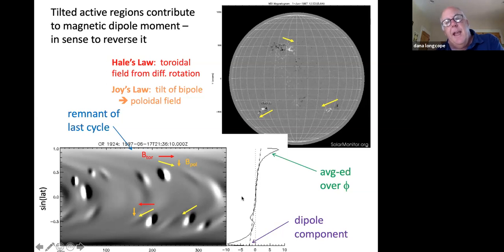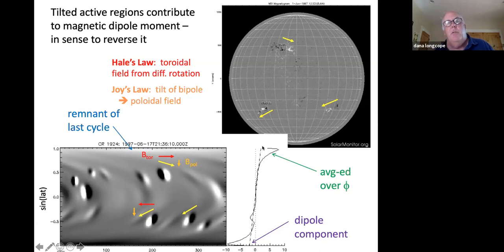And you can see if I average out all the fields. So now I do one more step. I take this synoptic plot and I average across lines of latitude, or sine of latitude. And I have this black curve. And you can see the big positive bulge in the North Pole and the big negative bulge in the South Pole. And if I look at the average, I get this dash-dotted line. That is the dipole moment of the sun.